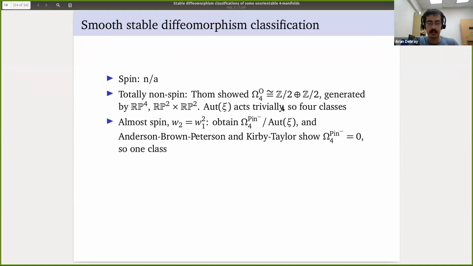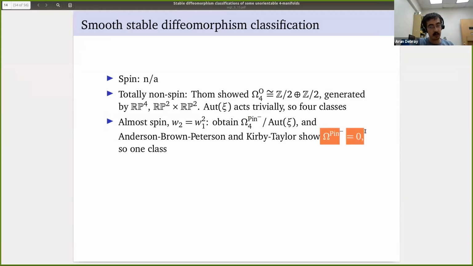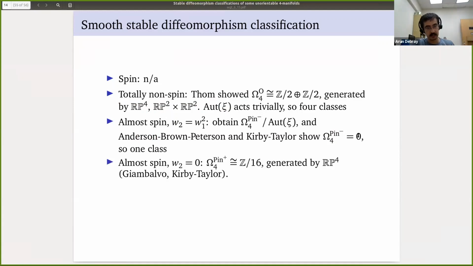There are 2 remaining options. One is in which you fix the characteristic classes. The normal 1-type fixes W2 as W1 squared. So now you get pin minus bordism. But fourth pin minus bordism vanishes. So there's only the one class. All such 4-manifolds are stably diffeomorphic, with the fundamental group fixed.